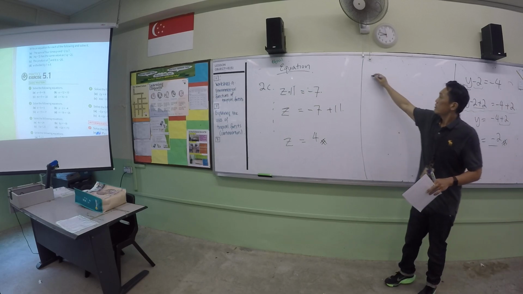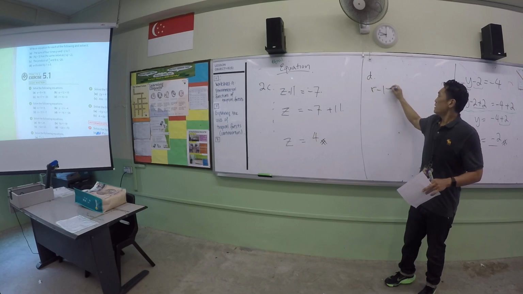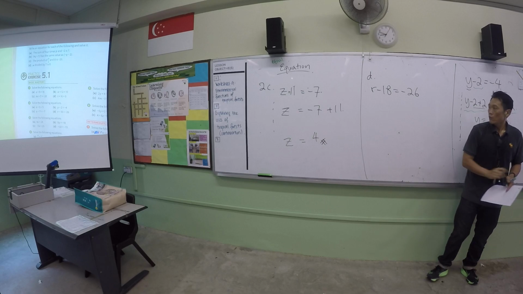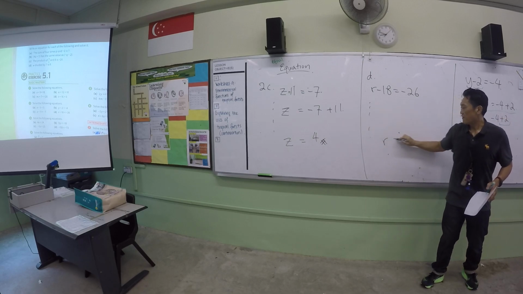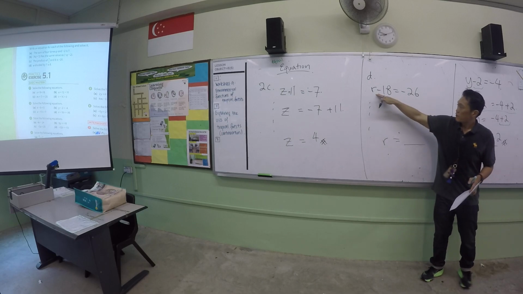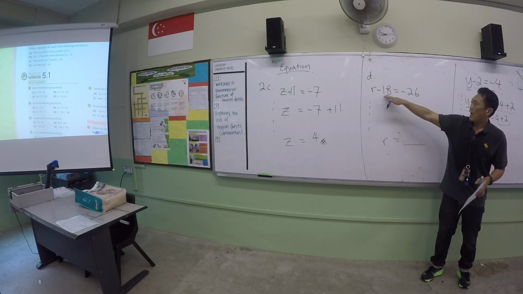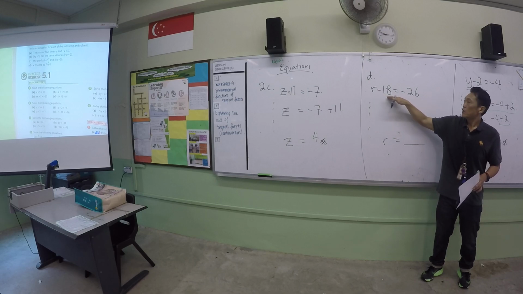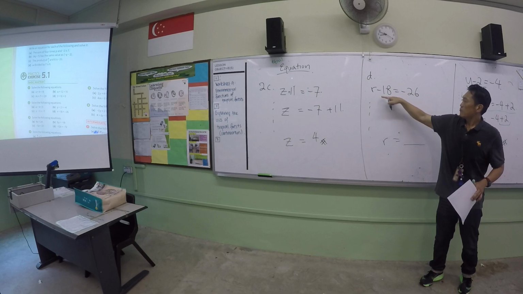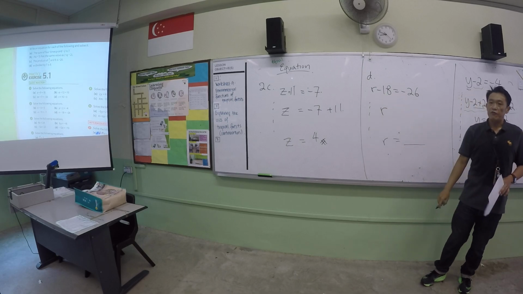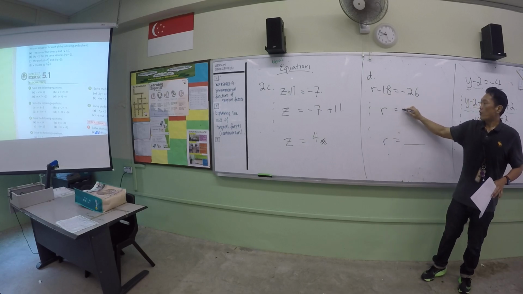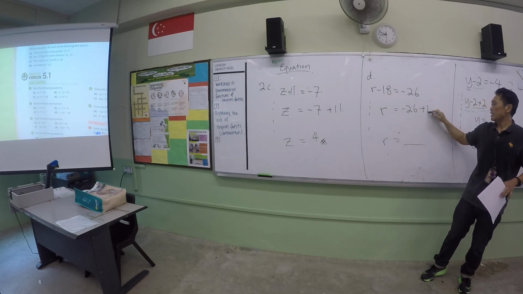Okay? D. R minus 18 equals to negative 26. I want to finally have R and put all the numbers on the other side. So from R minus 18 to R, I want to add 18 to cancel this minus 18. So when I add 18, my left hand side is left with R because this will disappear when I add 18. But when I add 18, I must add 18 on both sides.